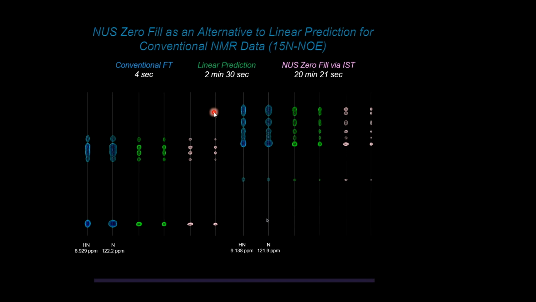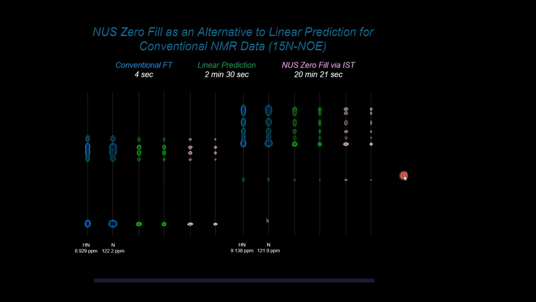So here's an extract from a 3D N15 NOE experiment. The results in blue are from a conventional Fourier transform of the data. The results in green are linear predicted versions of that same data. And the results in pink, which have the sharpest, most well-resolved line shapes, are versions that use IST to extrapolate the data as an alternative to linear prediction. So that works nicely for three-dimensional data.